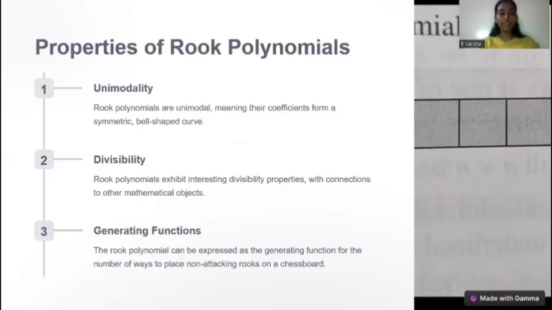Coming to properties of rook polynomials. First is unimodality. Rook polynomials are unimodal, meaning the coefficients form a symmetric bell-shaped curve. Second is divisibility. Rook polynomials exhibit interesting divisibility properties with connections to other mathematical objects. Third is generating function. The rook polynomials can be expressed as a generating function for the number of ways to place non-attacking rooks on a chessboard.